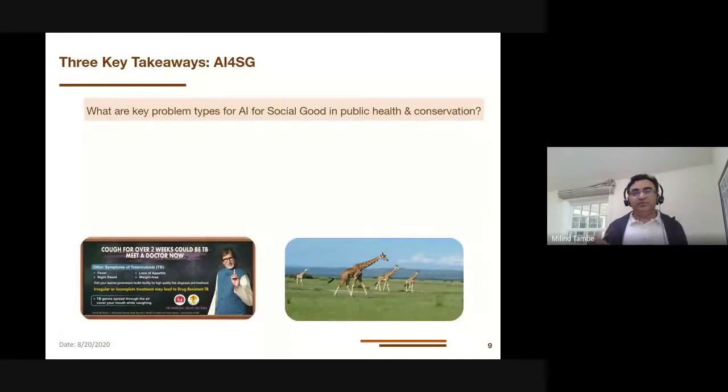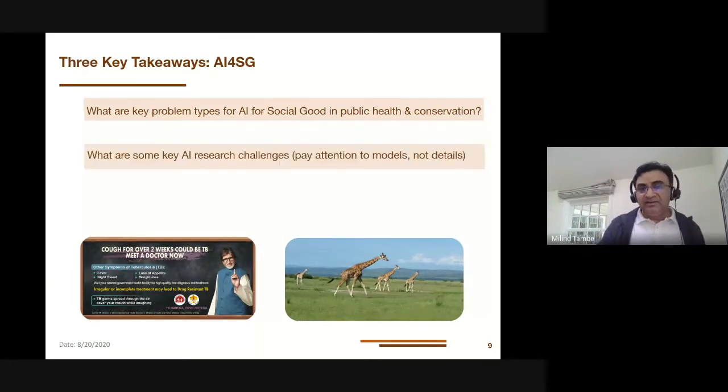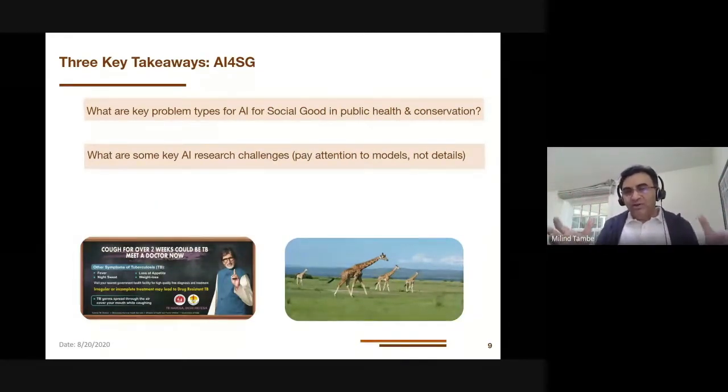So as you listen to this presentation, there are three key takeaways I hope that you'll see. First, what are some key problem types for AI for social good in public health and conservation? Second, what are some key AI research challenges? Now, I would like you to pay attention to the models because the details, once you understand what is going on, you can read in the paper. So even though there'll be some mathematical expressions and algorithmic details I'll cover, if you don't follow them, that's okay. You can read the papers later. The key is to understand what is the overall model with which this problem is being solved.